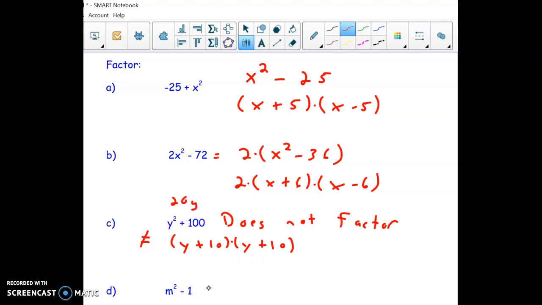And then the last one is just a case students often forget. 1 is a perfect square, so this actually factors to m plus 1 and m minus 1. And again, if you doubt that, FOIL it out and you'll see that you actually get that as your answer.